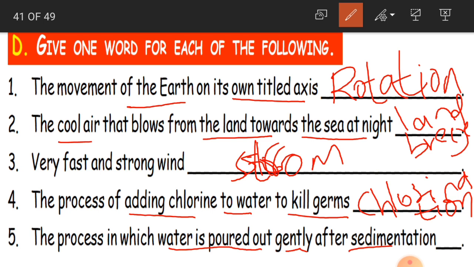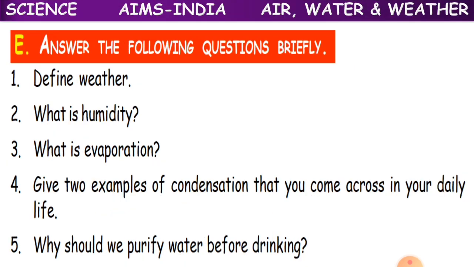And now what we are asking here is, after getting sedimentation, this water is poured out gently into another container. What is this process called as? It is called as decantation. Okay, children, it is decantation. Okay, clear now?